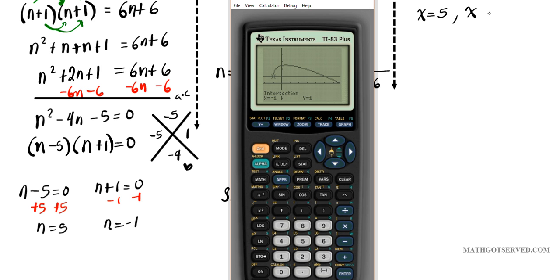Okay, so even if it looks as though there isn't a point of intersection, you always want to verify using the calculate function of your calculator. So there goes our two answers for this problem.